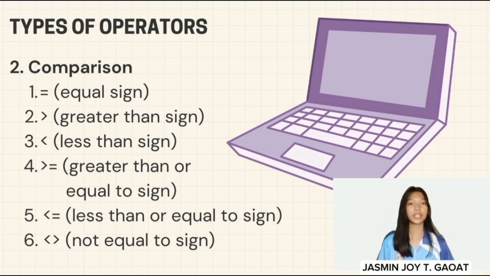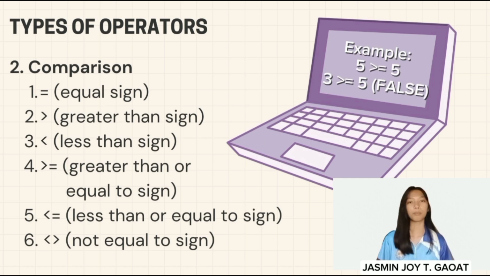Next is the greater than or equal to sign. This sign checks if the value on the left is either greater than or equal to the value on the right. For example, 5 is greater than or equal to 5, so it means true. But 3 is greater than or equal to 5 means false.